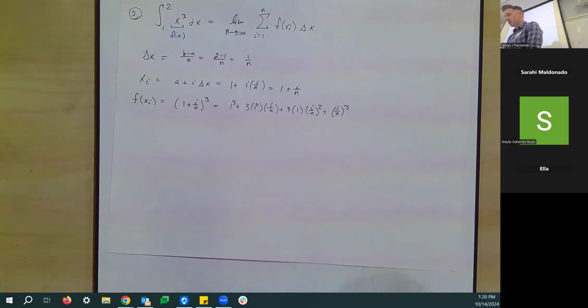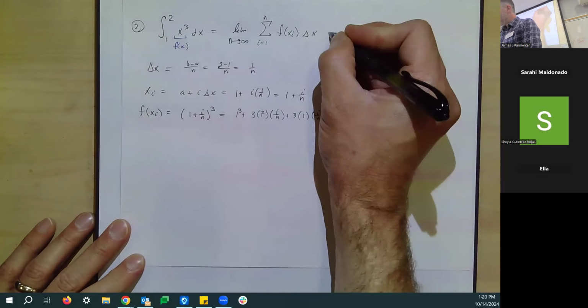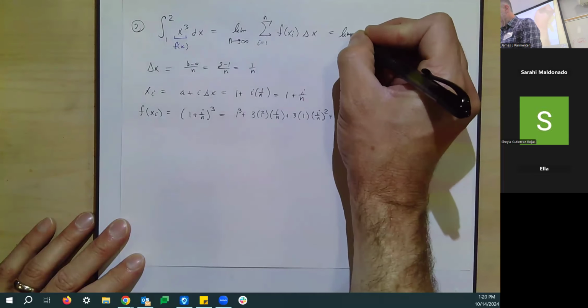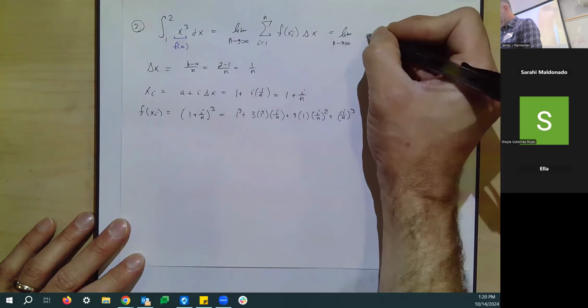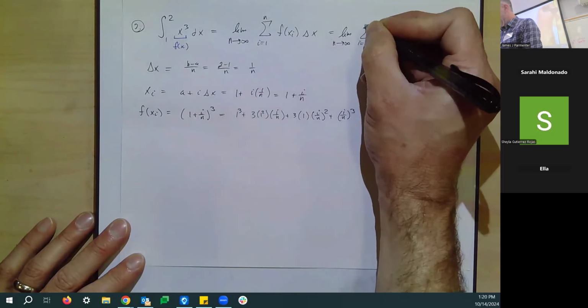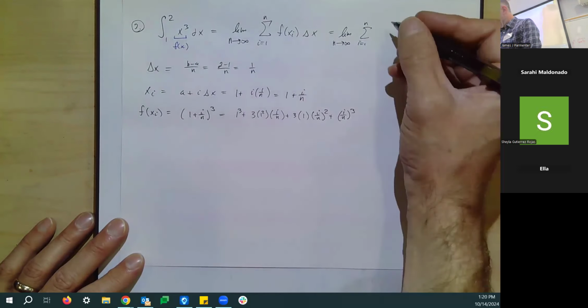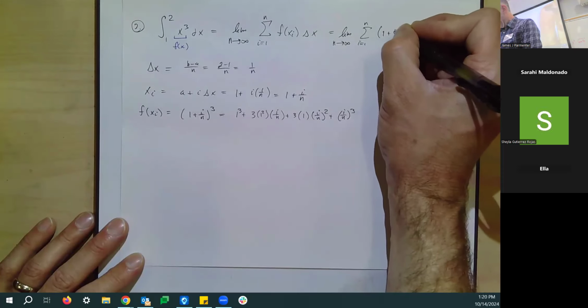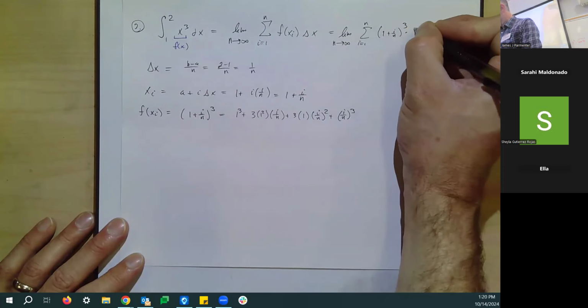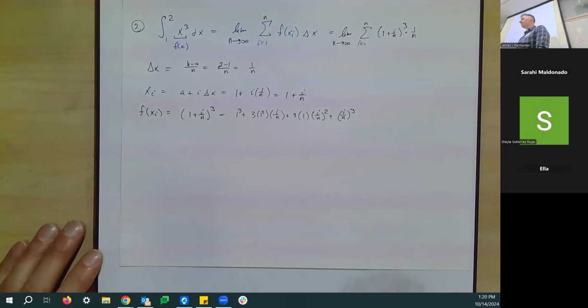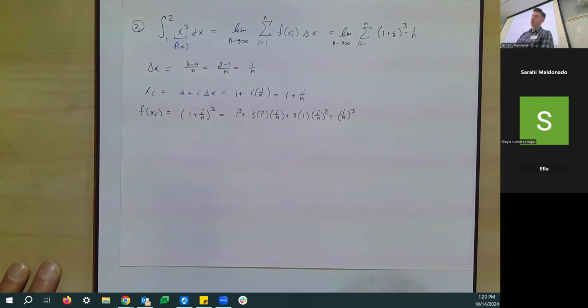So then, writing this out, it's going to be the limit as n goes to infinity of the sum from i equals 1 to n of all this garbage. I might just write (1 plus i over n) cubed for the moment here, times 1 over n. I typically like to simplify this, writing the limit and the summation every step. You might not want to do that.